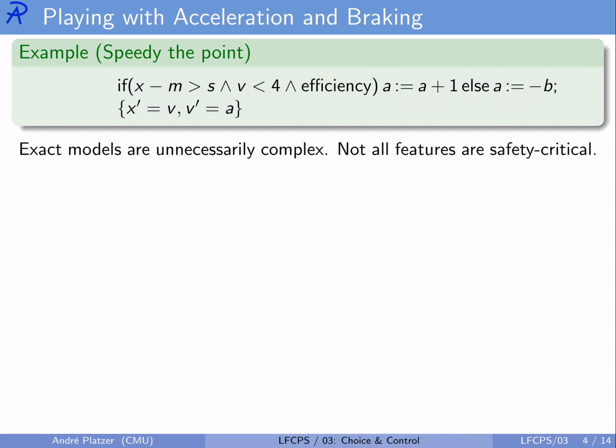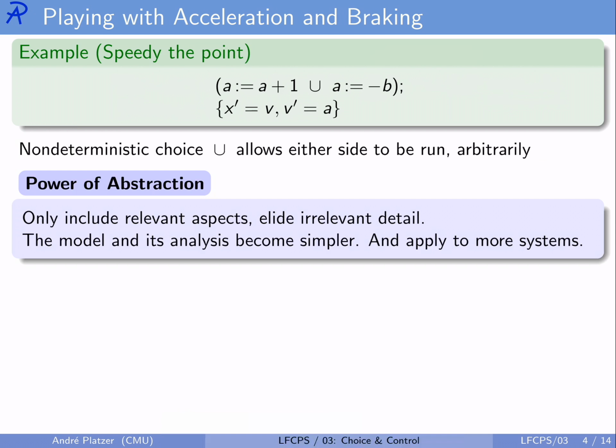But that brings up the other problem, that exact models of systems are quite unnecessarily complex, because I haven't even spelled out this efficiency condition. It's already looking more complicated, but not all of these features are actually safety critical, and it would be much better if we could simply decide on the basic decisions that our hybrid system can make, that it might be accelerating or it might be braking, without being overly precise about what the exact conditions are under which the car is choosing what. That's where non-deterministic choice comes in.